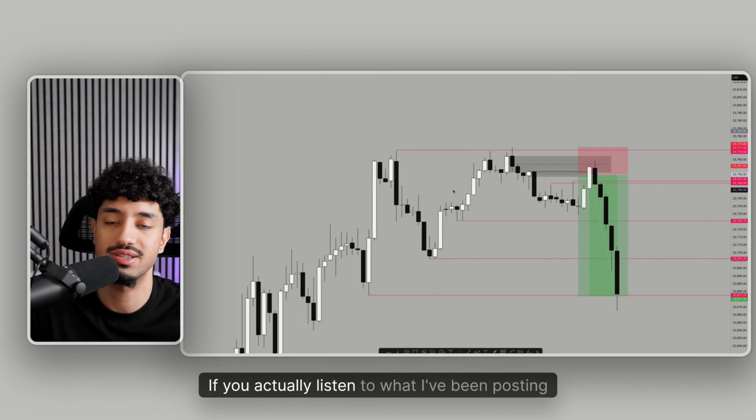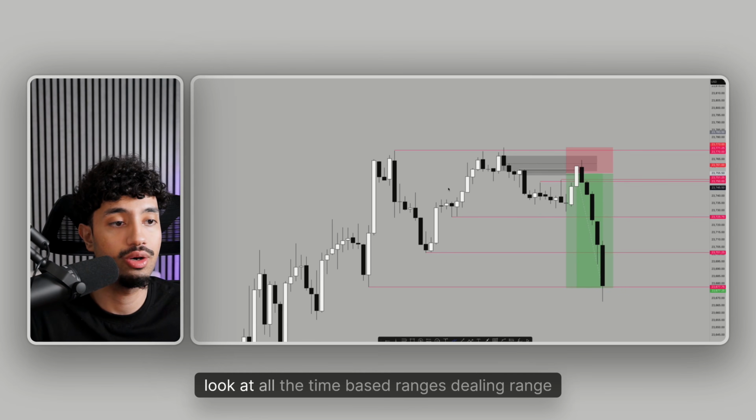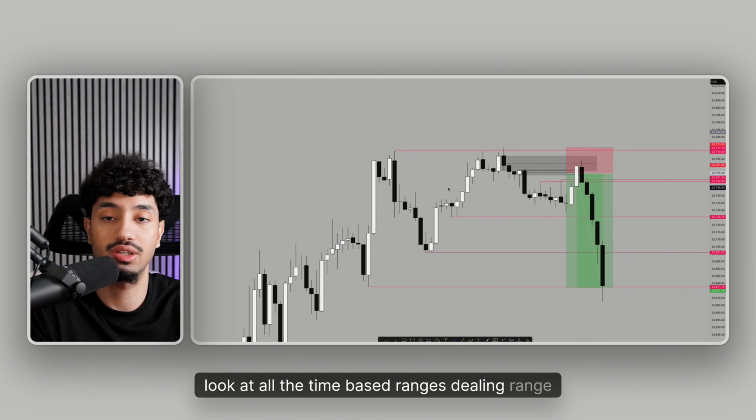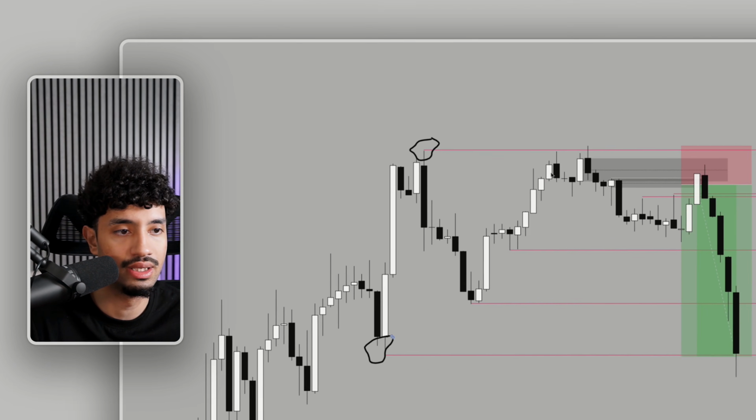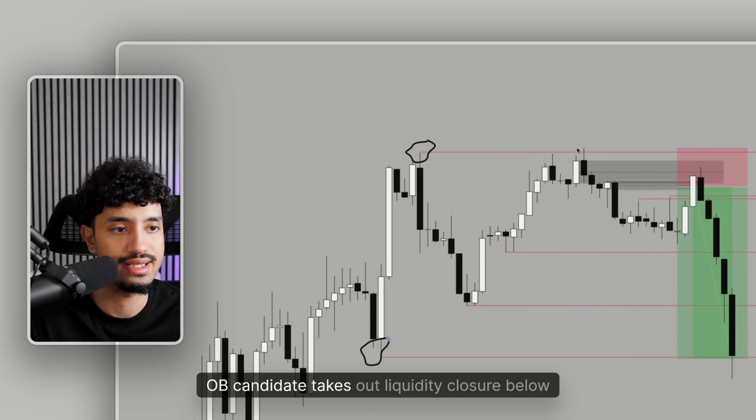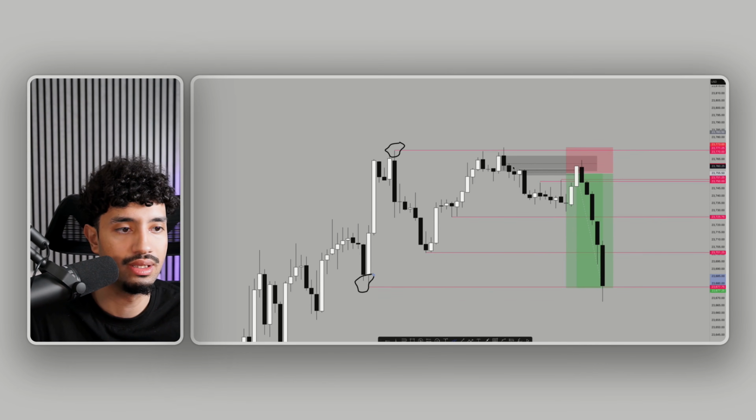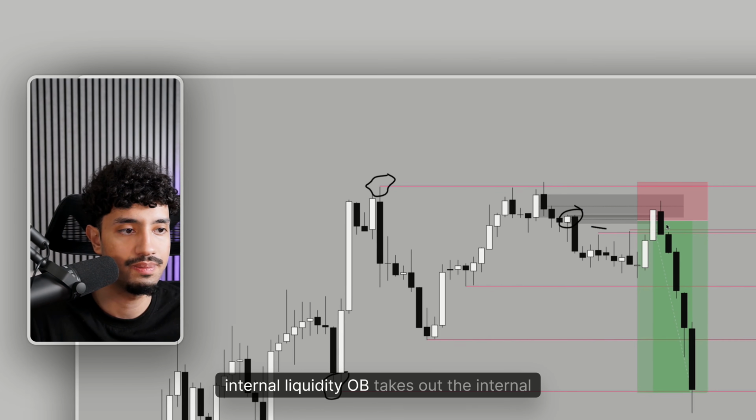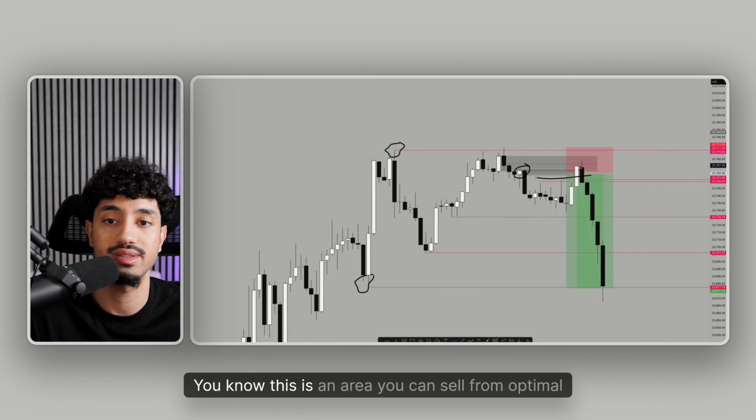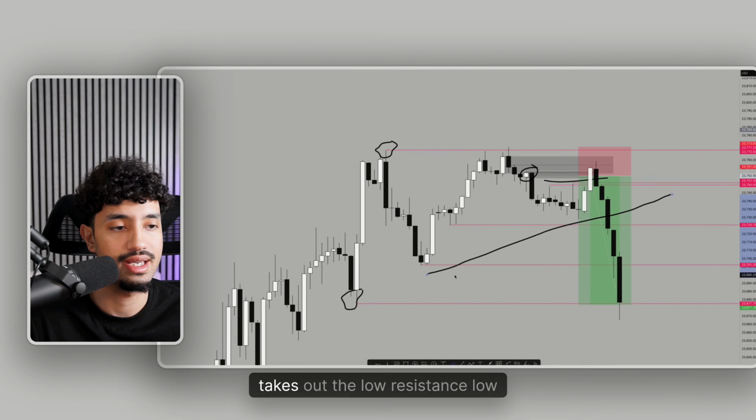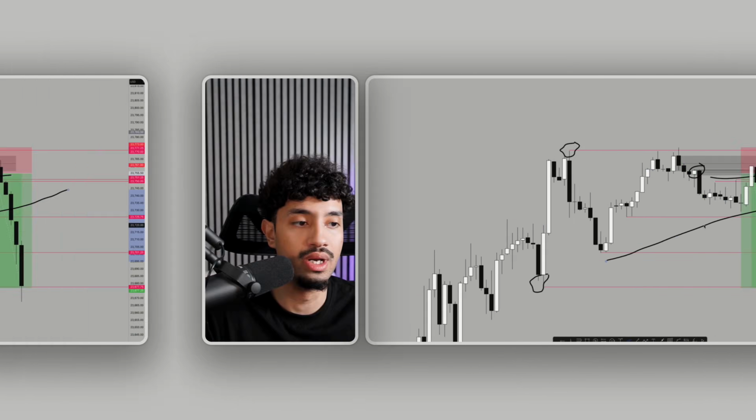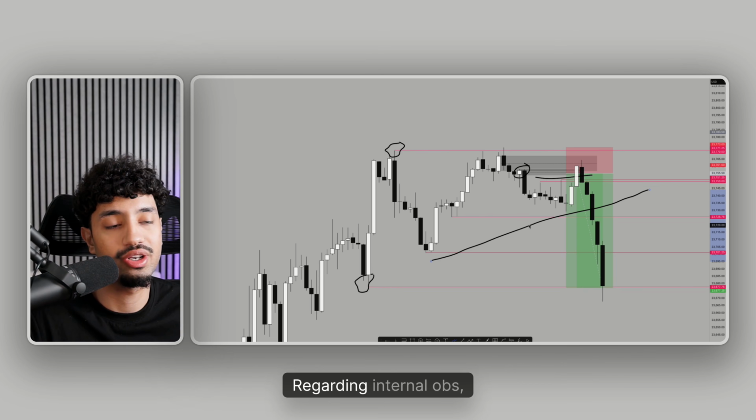If you actually listen to what I've been posting on my channel, look at all the time-based ranges, dealing range logic, you can pair all of this up. Dealing range, liquidity, OB candidate, takes out the liquidity, closure below, internal liquidity OB, takes out the internal liquidity. You know this is an area you can sell from, optimal for the selling opportunity, takes out the low resistance low. But that was all I wanted to teach regarding internal OBs.